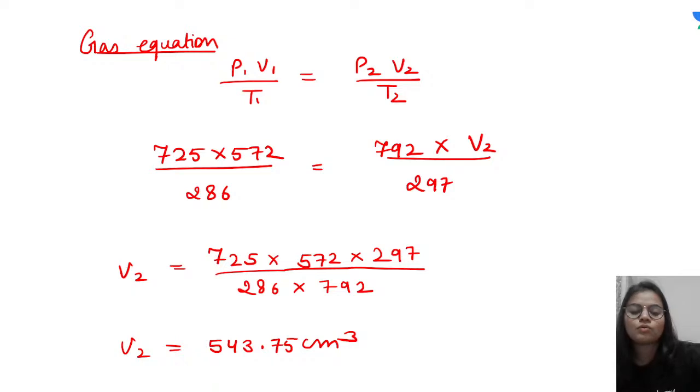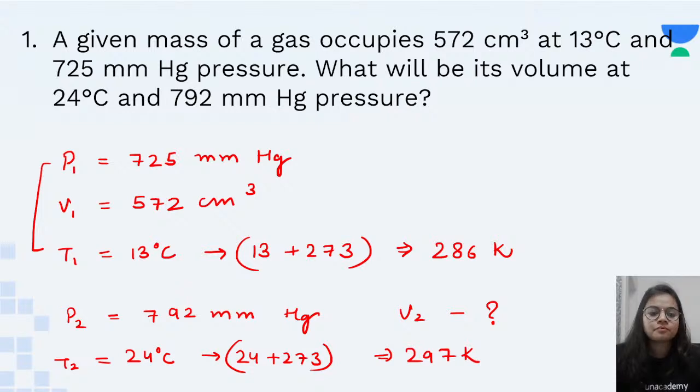Let's quickly see what was given in the question and how did we pick out the answer. We were given a mass of gas at a particular temperature and pressure. So we took 725 mm, the pressure was given, the volume was 572, temperature 1 was 286 Kelvin that we converted from degree Celsius. Again, pressure 2 was given, temperature 2 was given, and we had to pick out the volume. Now, how to pick out the volume?